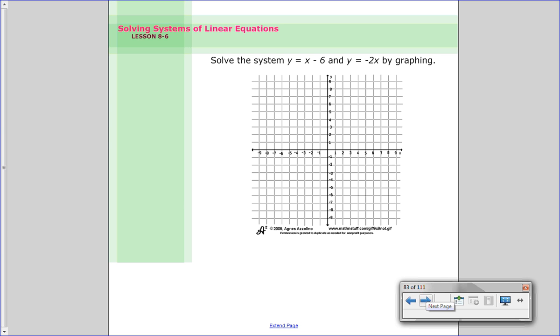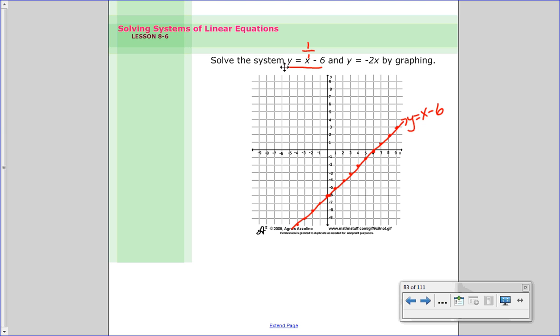Solve the system y equals x minus 6 and y equals negative 2 times x. And go ahead and do this one with me as we do it. So first, I graph the first one. My y-intercept is negative 6, my slope is again 1 over 1. So I go ahead and just graph that one using rise over run. Up 1 over 1, up 1 over 1, then doing the opposite on the other side of the y-intercept. And there I have my first one, y equals x minus 6.